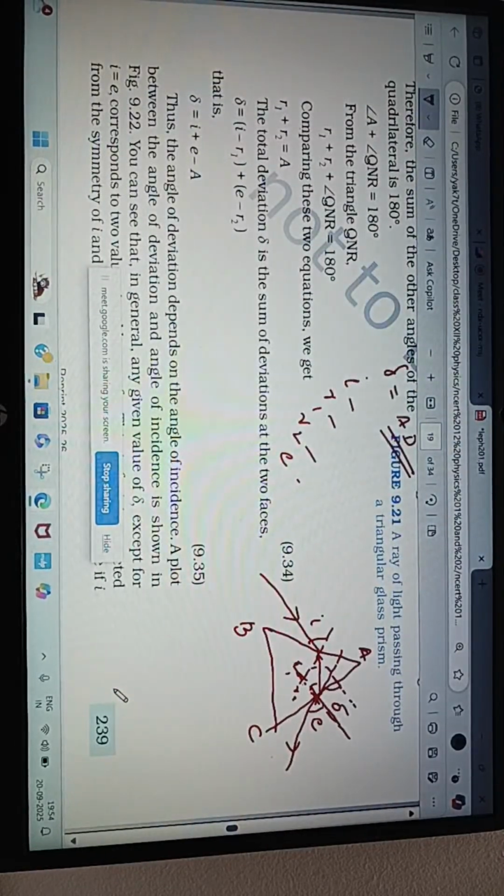Understood? Yes, sir. So, can you draw now in a perfect figure, which I have shown you? Is it understood, or may I draw on the whiteboard? I understood, sir. Very good.